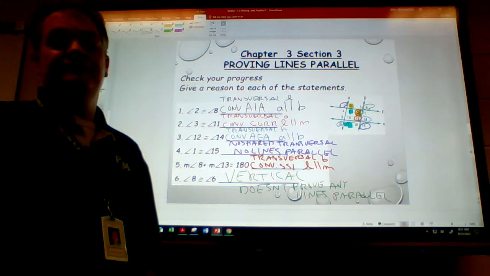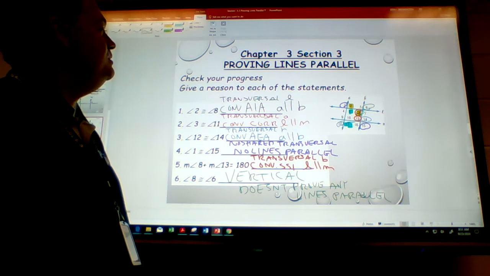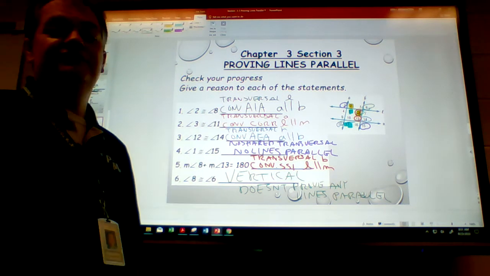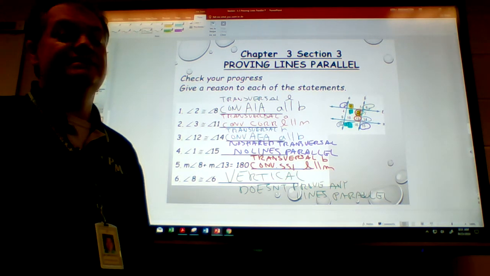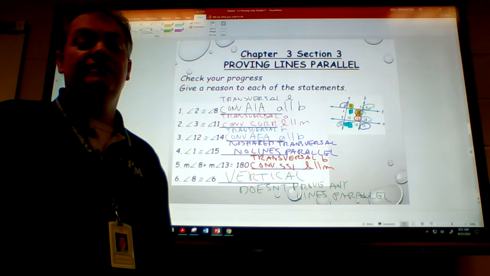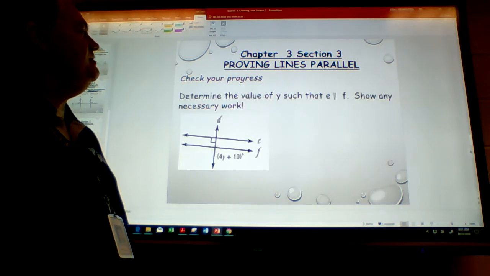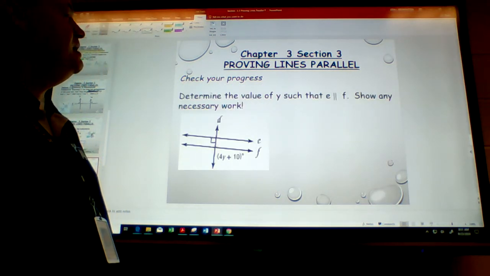Okay, in part one, we showed how you have to prove that lines are parallel. Now, in order to prove that lines are parallel, you have to determine what the relationship between the two angles is, but you also have to use the word converse. Whenever proving lines parallel, you always use the word converse. Okay, now it says determine the value of y such that E is parallel to F.